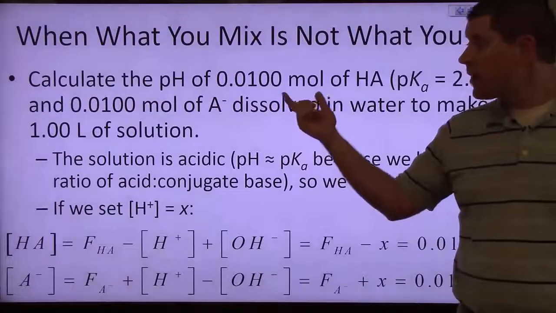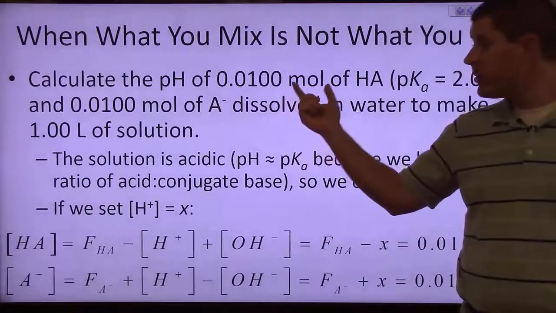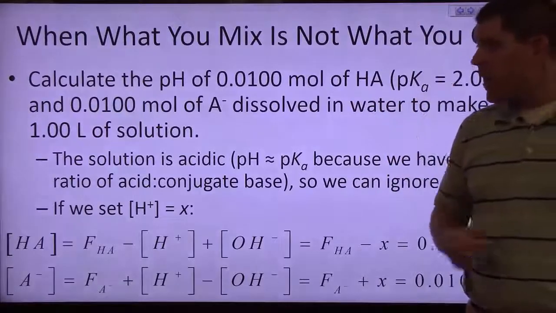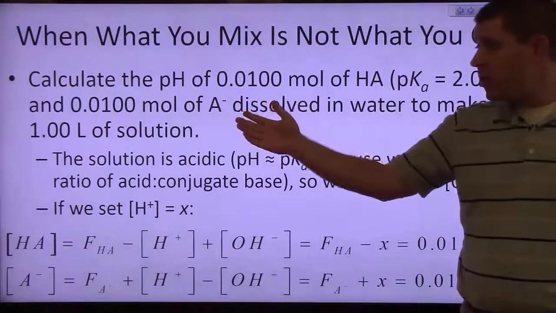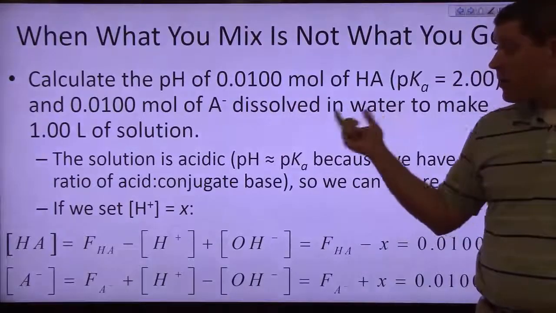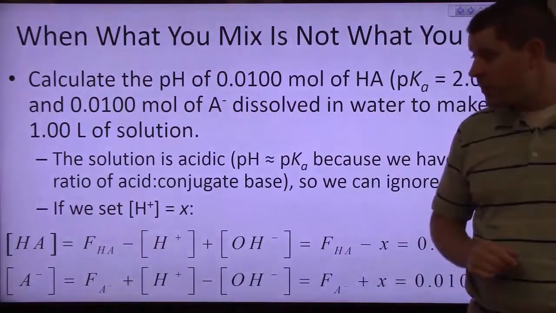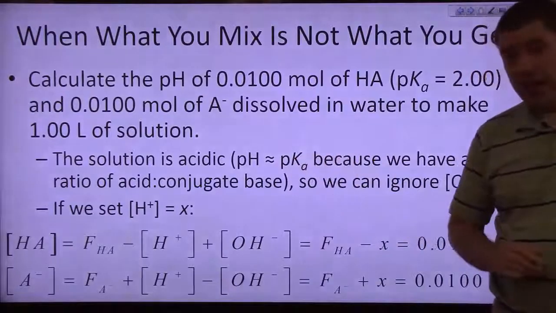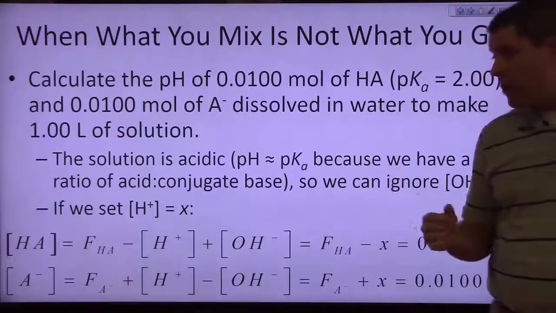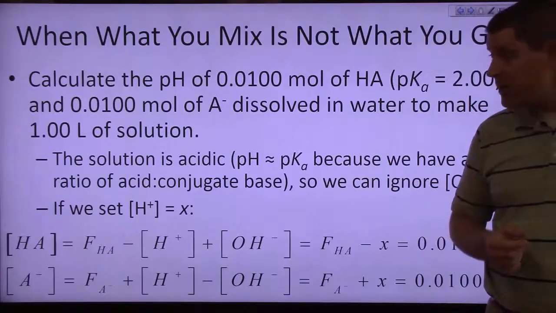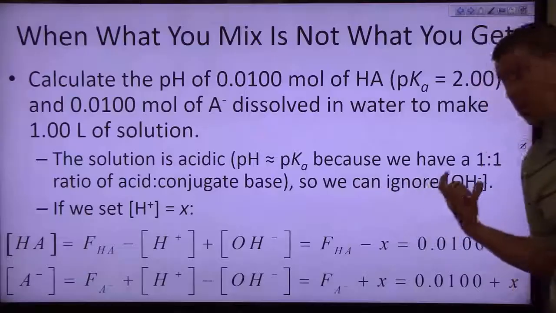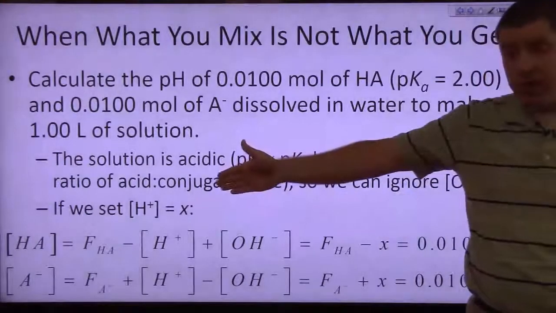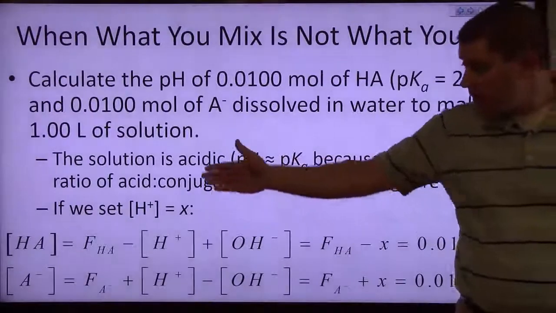So suppose we want to calculate the pH of 0.0100 moles of HA with a pKa of 2.00 and 0.0100 moles of A minus dissolved in water to make 1 liter of solution. Now the solution is acidic because the pH is approximately equal to the pKa, because we have a 1-to-1 ratio of our acid to our conjugate base, and that means that we can ignore the hydroxide ion concentration because it's so small.